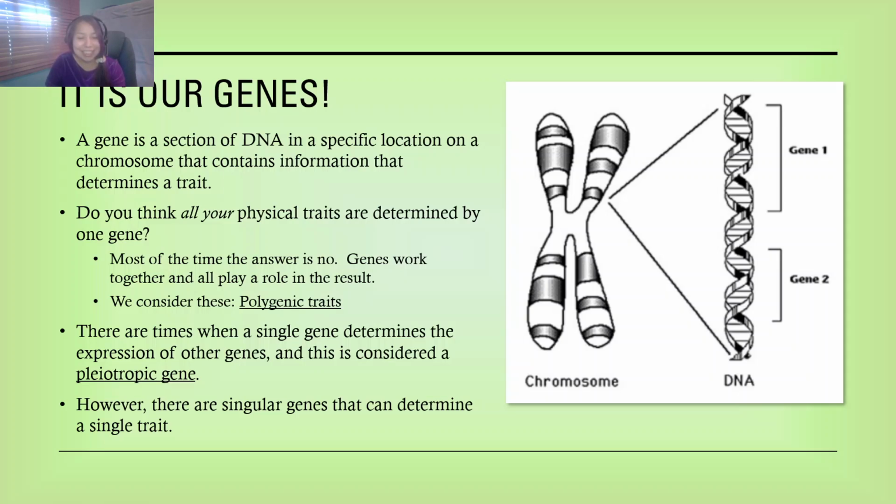genes, and most of the time genes are working together and contributing to a specific trait. And when there are several genes involved for just one trait, we consider this a polygenic trait, such as your height or your skin color. There are times when a single gene determines the expression of other genes, and this is considered a pleiotropic gene. However, there are singular genes that can determine a single trait.